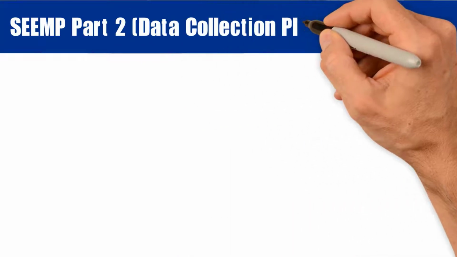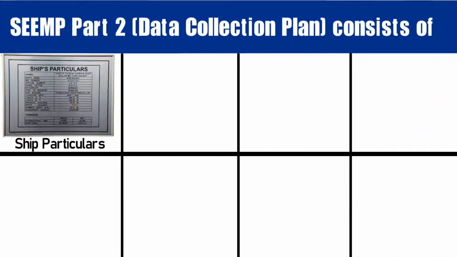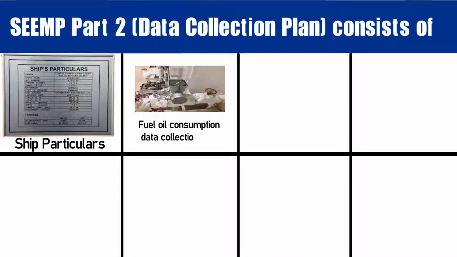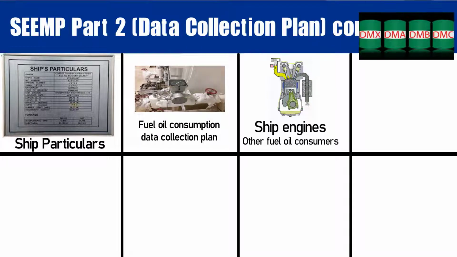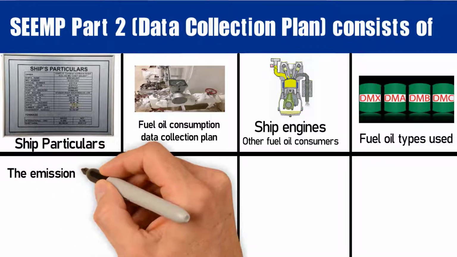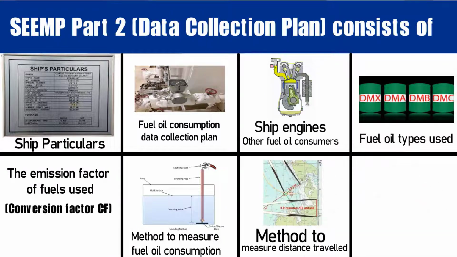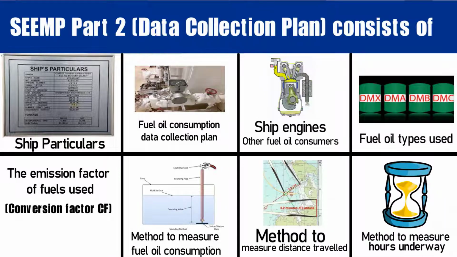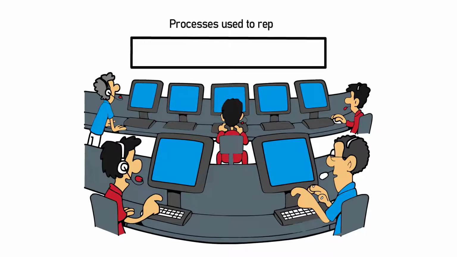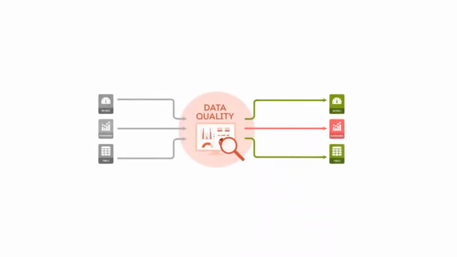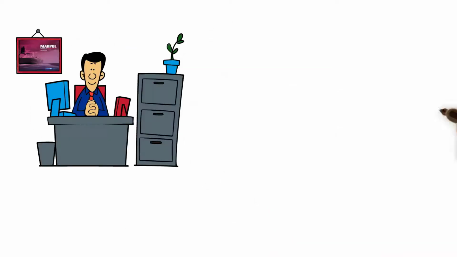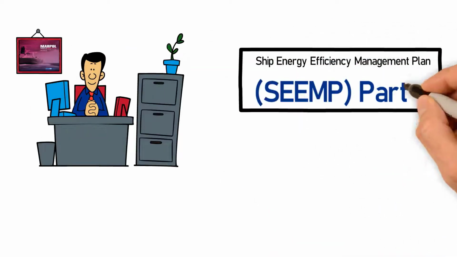SEEMP Part 2, the Data Collection Plan, consists of ship particulars, record of revision of fuel oil consumption data collection plan, ship engines and other fuel oil consumers, fuel oil types used, the emission factor of fuels used, conversion factor CF, method to measure fuel oil consumption, method to measure distance traveled, method to measure hours underway, processes used to report the data to the administration, and data quality. So let's talk about Ship Energy Efficiency Management Plan, SEEMP, Part 2.